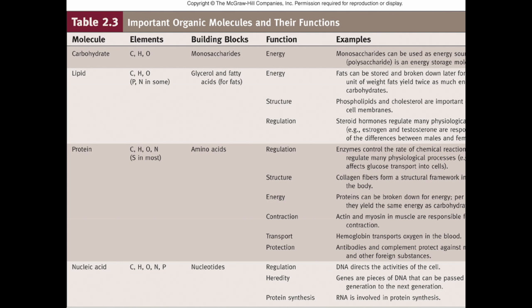And finally, we have some organic molecules and their functions. This is just a summary of the different functions of organic molecules in the body. Please do take time to read the slides again, as most of the quizzes and activities will be sourced from the slides.